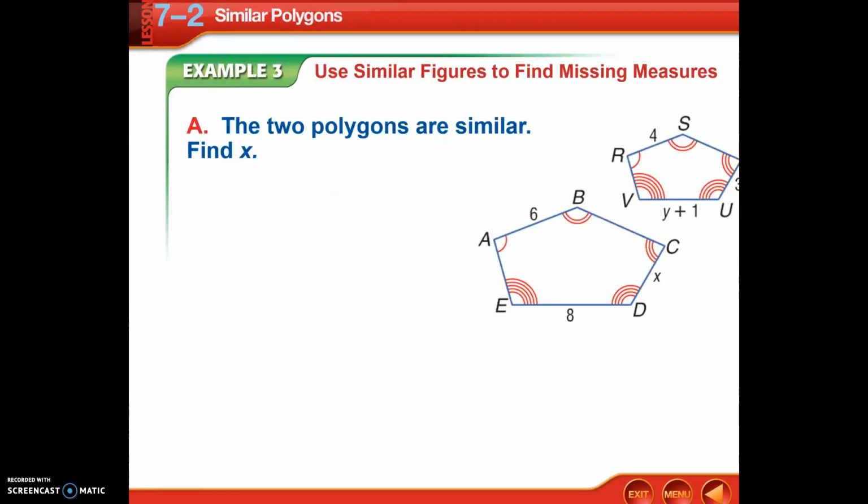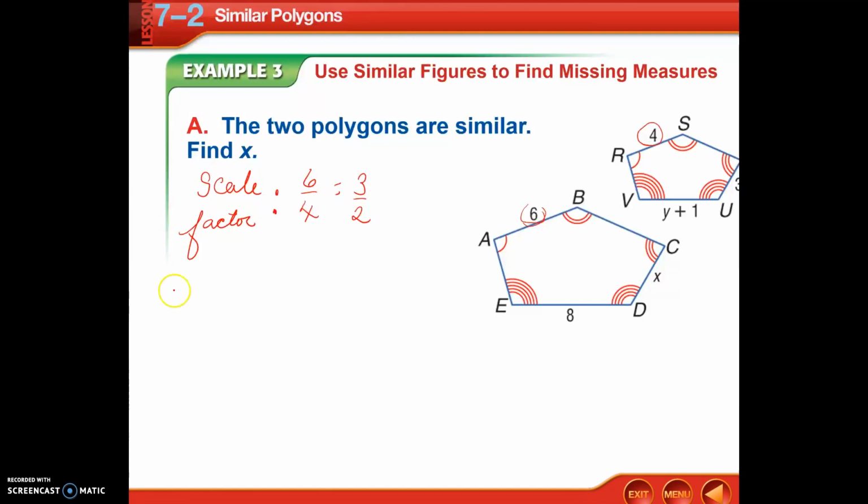Next, we're told that they're similar, so we're going to solve for our missing variables. When we're doing this, we should get a scale factor from our two corresponding sides that have numbers on them. So in here, my scale factor would be 6 to 4, or 3 over 2. So we're going to use that scale factor and solve for our unknown variables.